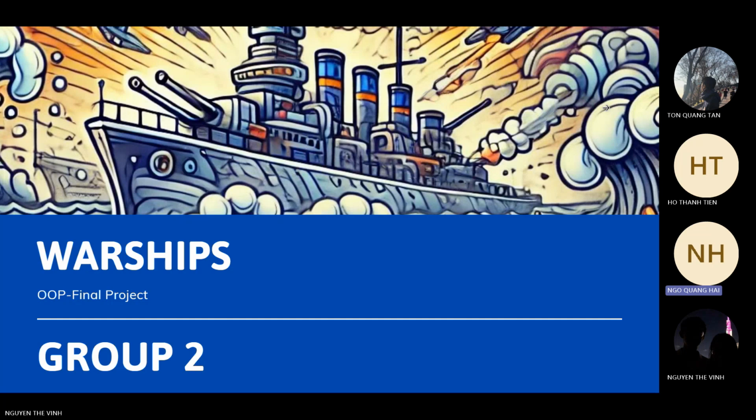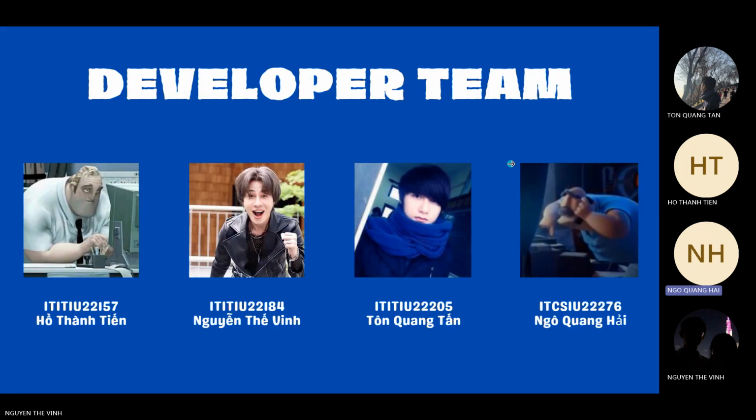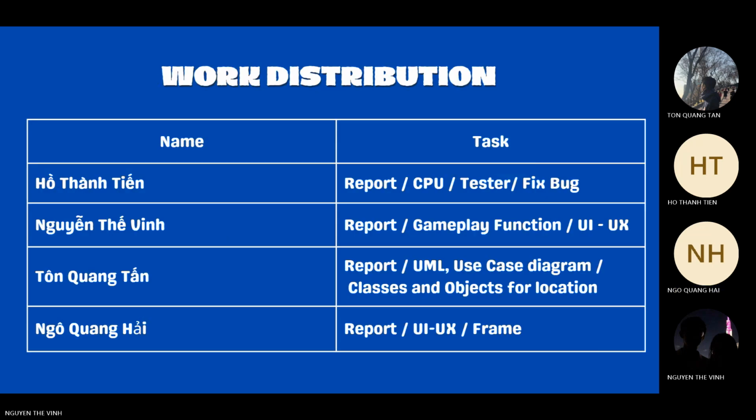We are from Group 2 and today we present to you our project Warships. Our developer team has 4 members: Hồ Thắng Tiết, Nguyễn Thế Vinh, Tôn Quang Tấn, and me, Ngô Quang Hải. In the work distribution table, you can see that we have a lot of jobs that are equally divided into 4, including tester, whisper, as well as UI, UX, and frame.